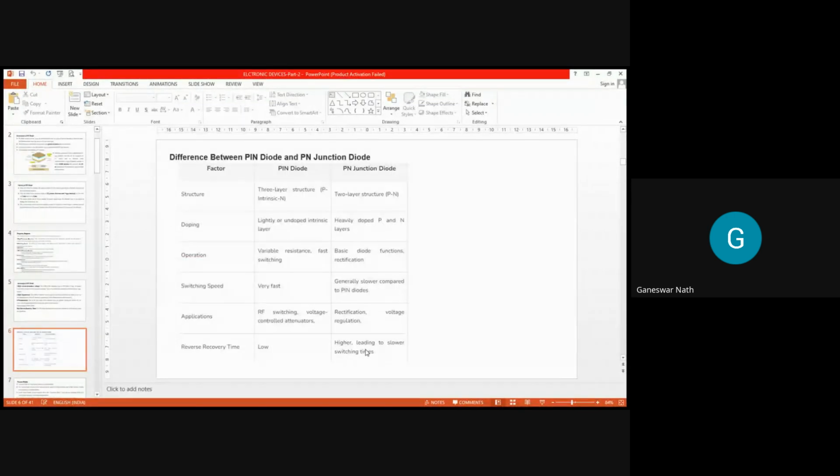Now I put a simple comparison between the PIN diode and the PN junction diode. So you can see the structure. In a PN junction diode, there is no intrinsic region, but in the case of the PIN diode, we have a 3-layer structure, where we are putting an intrinsic region. Okay. And you can see in the PIN diode, the doping is light, or it is an undoped intrinsic layer, but here you can find heavily doped P and N layers. Okay.